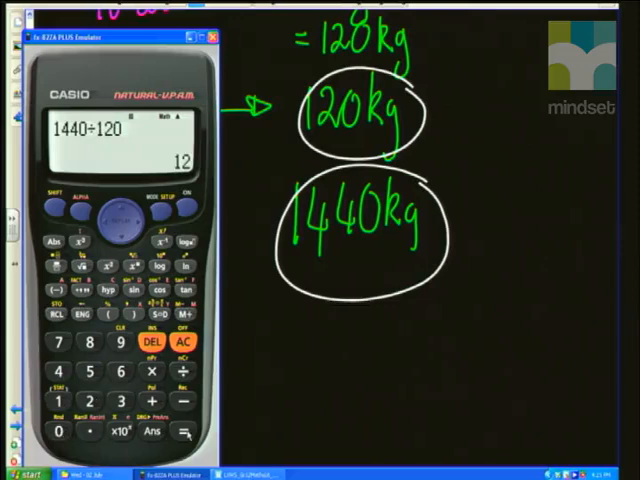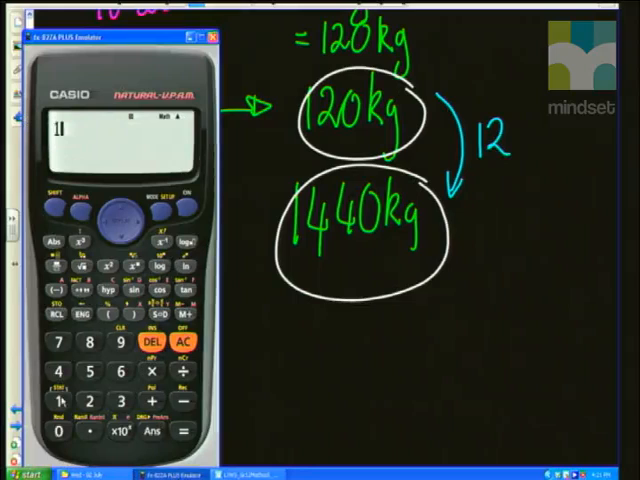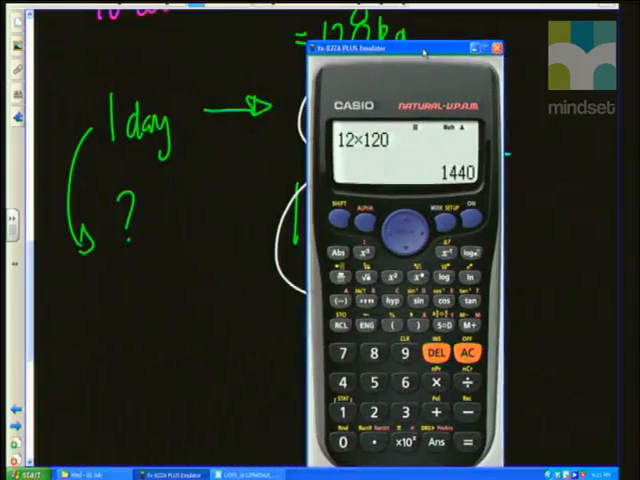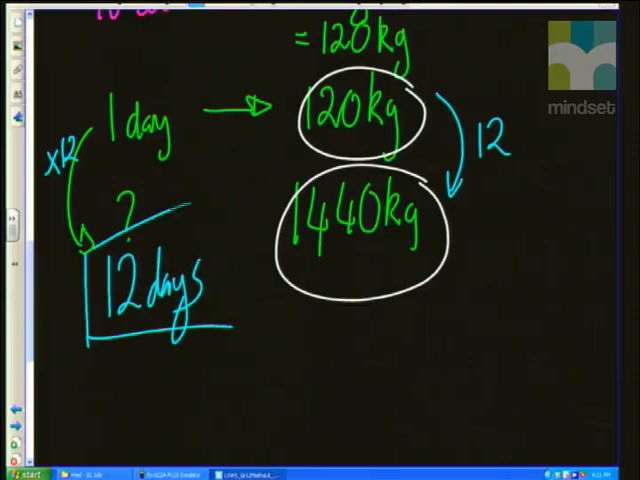I'm going to check that that's the right answer, and I'm going to check it like this. I'm going to say to myself, 12 multiplied by 120, how much is that? 1440. So to get to the missing number of days, I must multiply one day by 12. So that tells me it's going to last 12 days. So there's my answer.